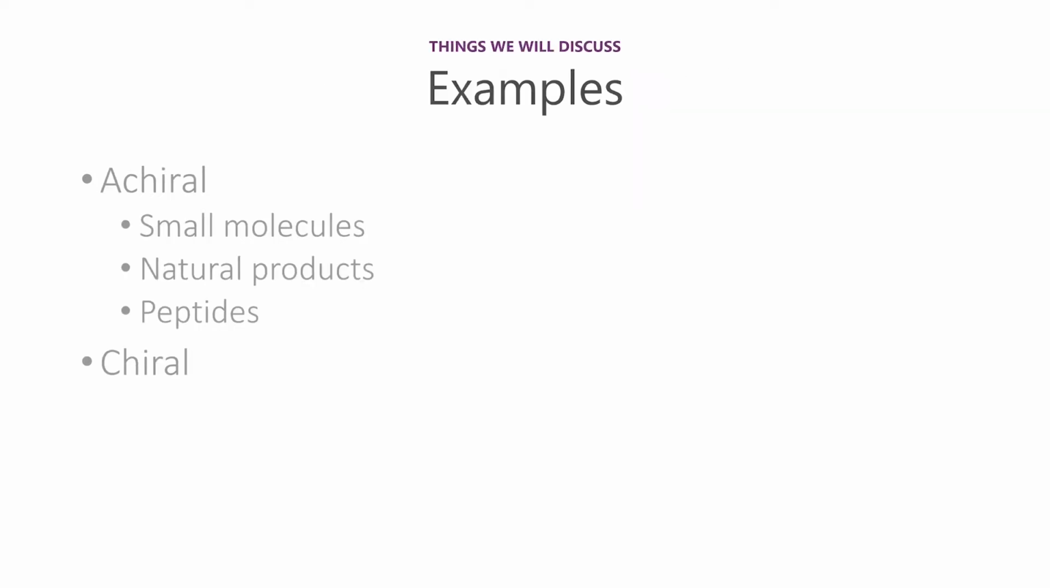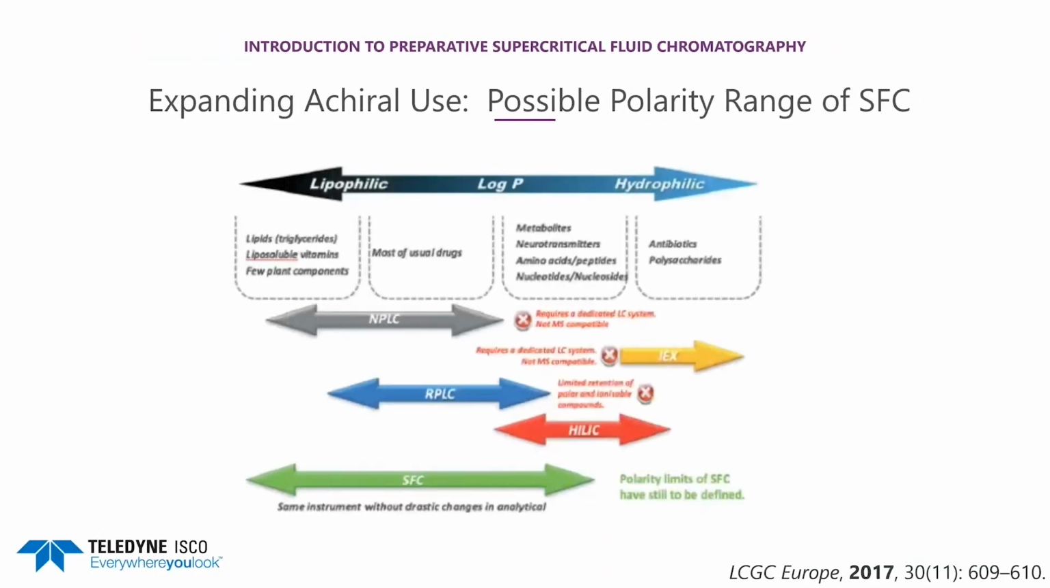Although SFC is commonly used for chiral purification, it works well for achiral purifications as well. Small molecules can be rapidly purified, including those found in natural products, and larger molecules such as peptides work very well too.